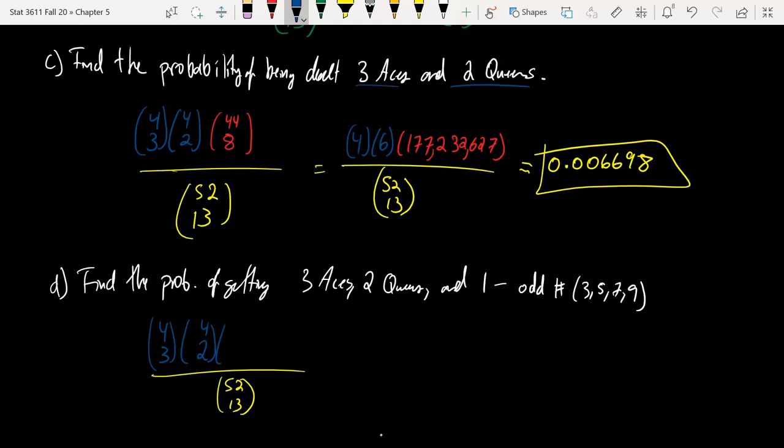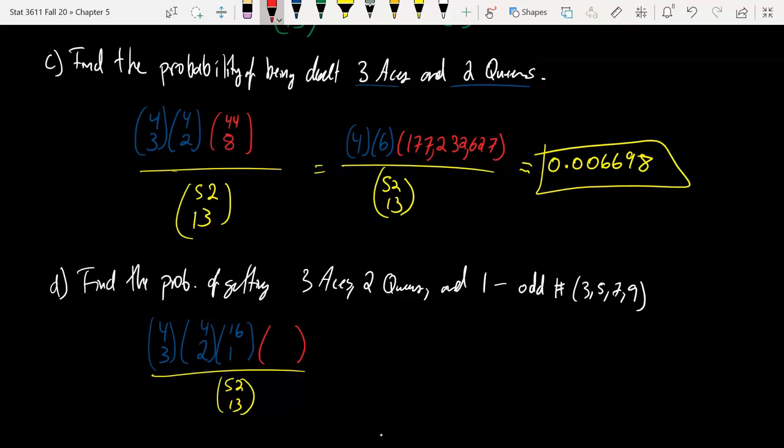Let's see. So we're going to need 1 more success here. Now, how many successes does this get to choose from? Well, there's 4 of each of these ranks. There's 4 3s, 4 5s, 4 7s, and 4 9s. So there's 16 possibilities that we could choose from. We're going to need to choose 1 of those. So there's our successes.